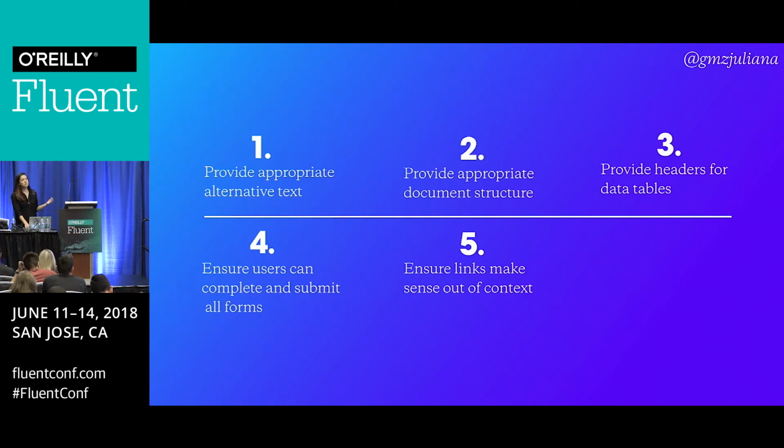So users with assistive technologies tend to browse the web differently than we do, and one of the ways they can is they can just read all the links in a page. And so if your links just say things like, click here, or this article, they're not going to know what you're talking about. Number six is to make sure you caption or provide transcripts for media.